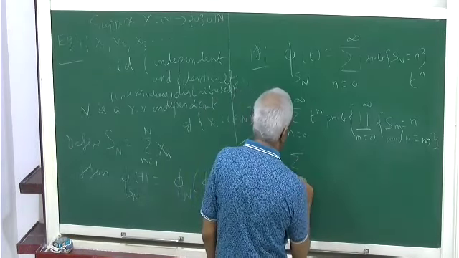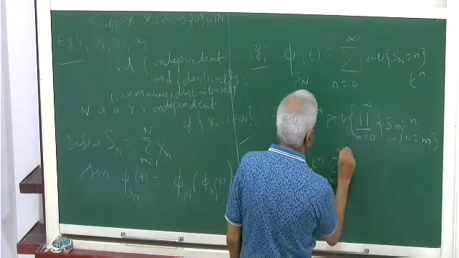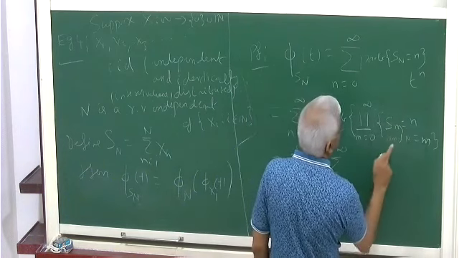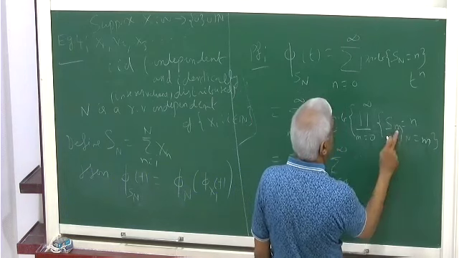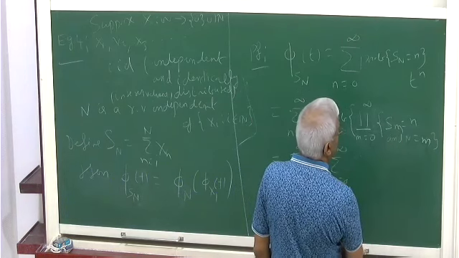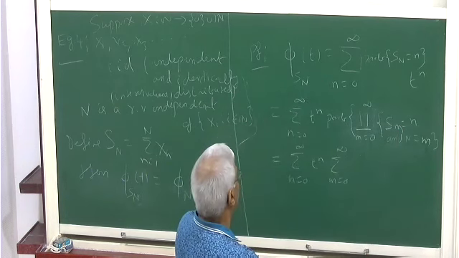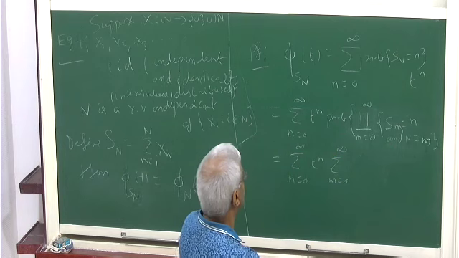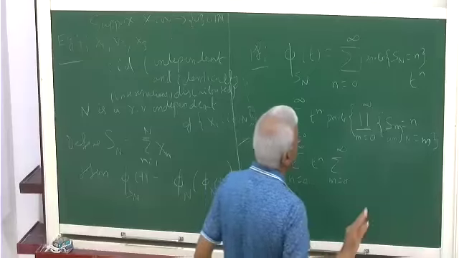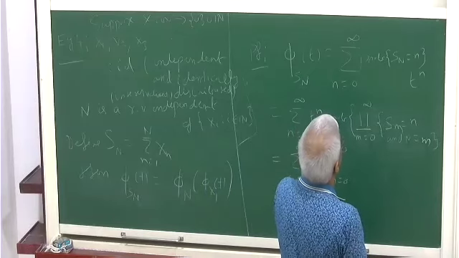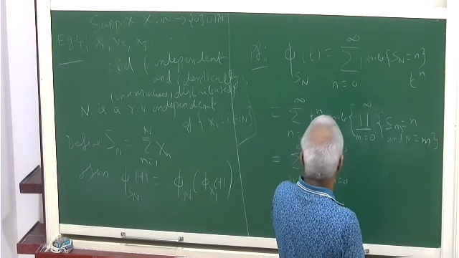Now this is equal to the sum over n equal to 0 to infinity of t to the power n, times the sum over m equal to 0 to infinity. Then this is just S_m. Now wait. S_N equal to n, sum over n equal to 0 to infinity, N equal to m.